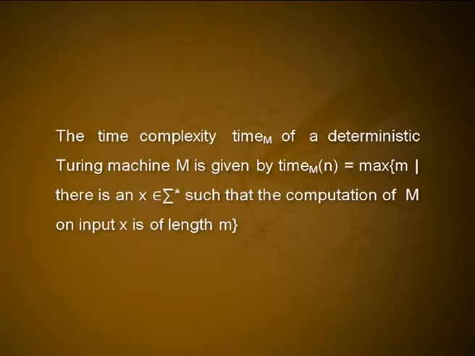Let M be a deterministic Turing machine and input x an element of sigma star. The time complexity time_M of a deterministic Turing machine M is given by time_M(n) equal to the maximum of the set of m such that there is an x element of sigma star such that the computation of M on input x is of length m. If time_M(n) is O(n^k) for some k greater than or equal to 0, then M is said to take polynomial time.